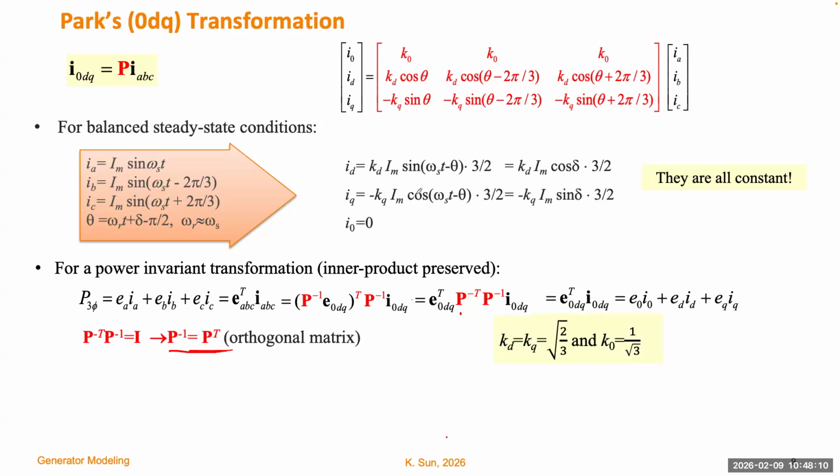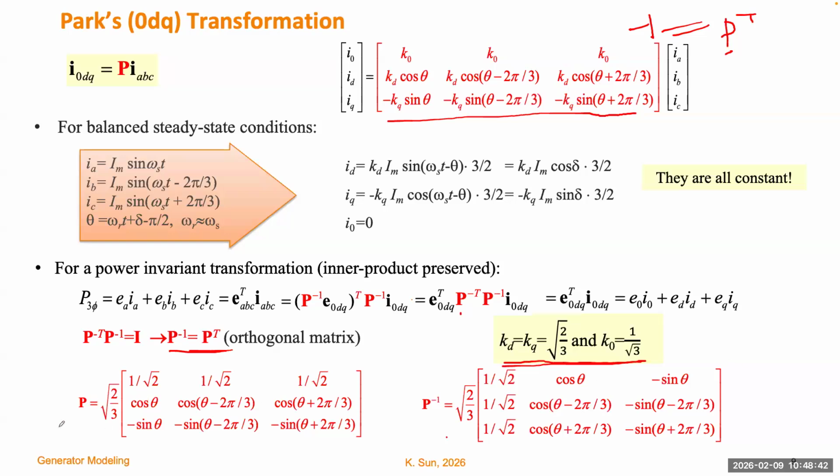Okay. Next, you simply calculate this inverse and make that one also equal to its transpose. There's only one solution for the three k values. So KD and KQ are both square root of 2/3, and K0 is just square root of 1/3. All right, so we immediately get the final 0DQ transformation.